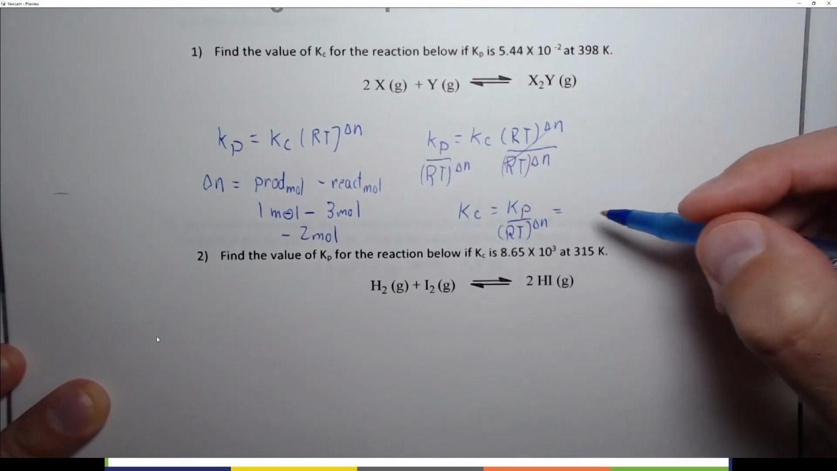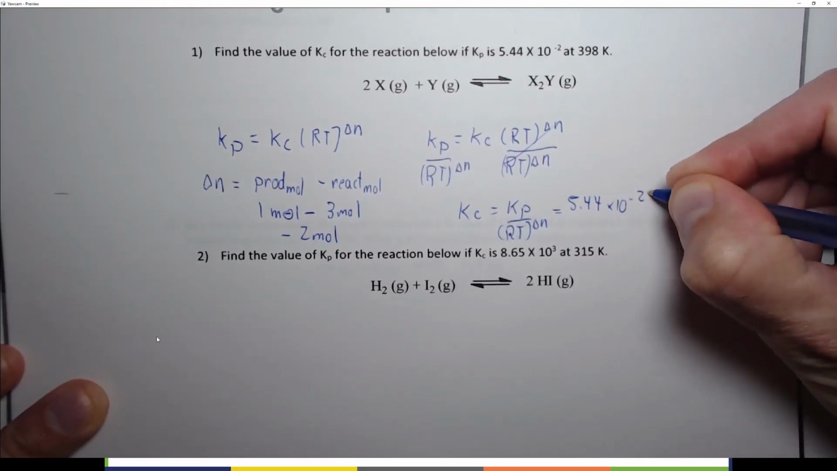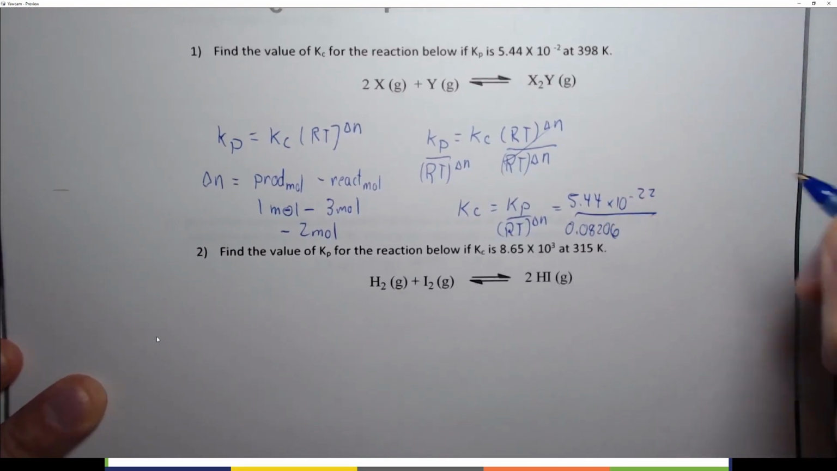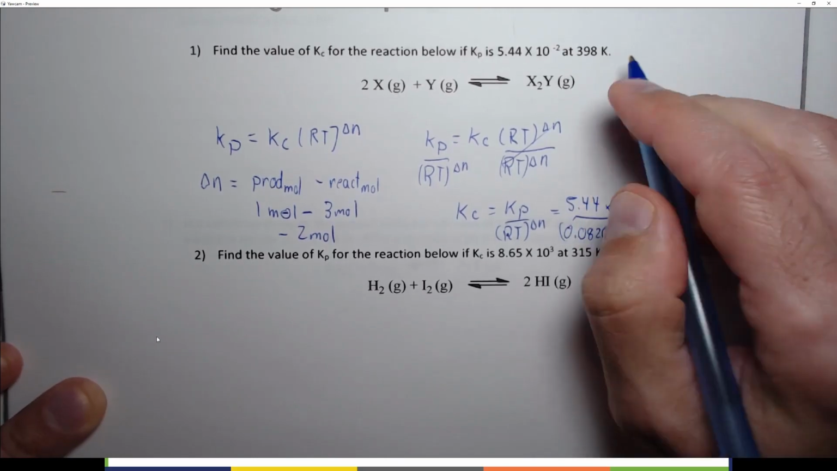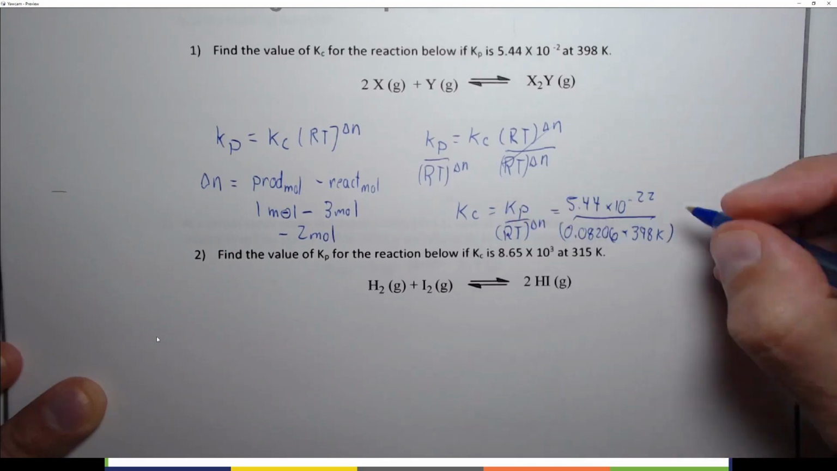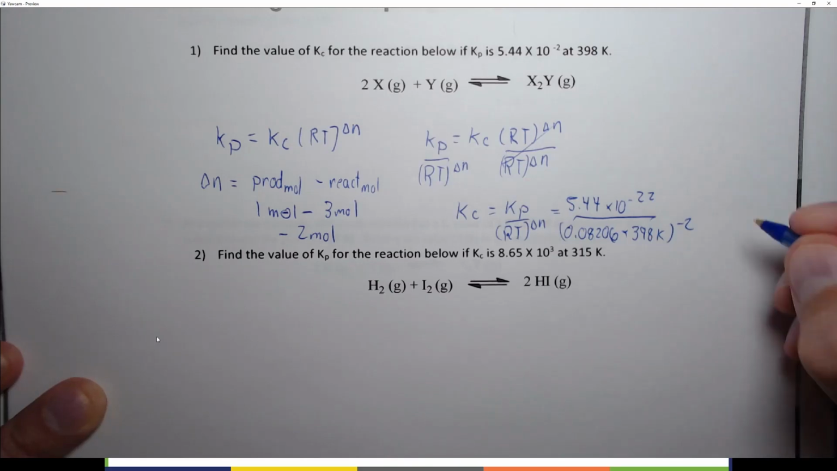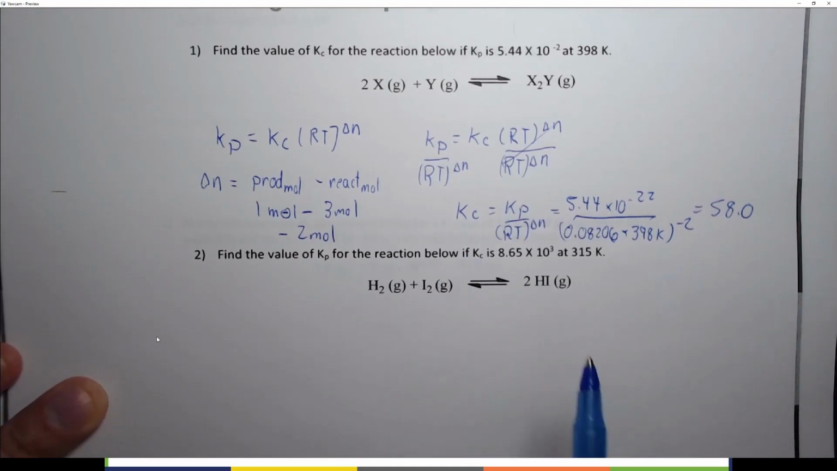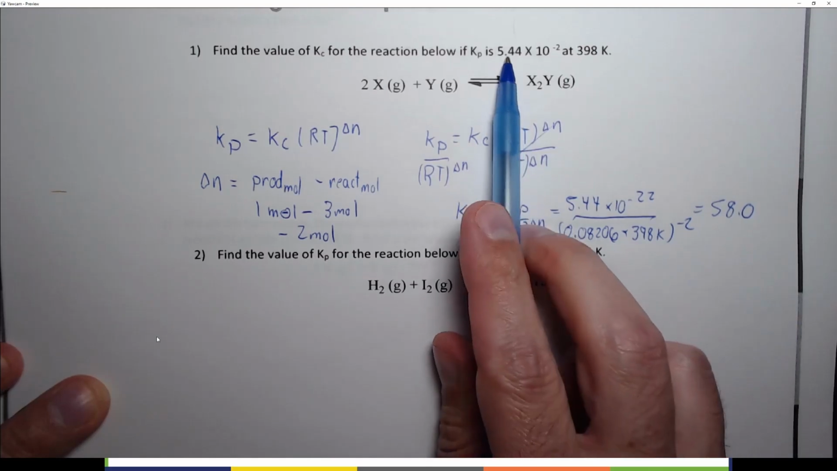Plugging in, we have the Kp, which is 5.44 times 10 to the minus 2. We have R, 0.08206 liter atmospheres per mole K. We have T, which is already given in K, so 398 K. And we know that delta N is negative 2. When we do this math, we end up with 58.0 as the value of Kc. So they're quite a bit different in this case, right?